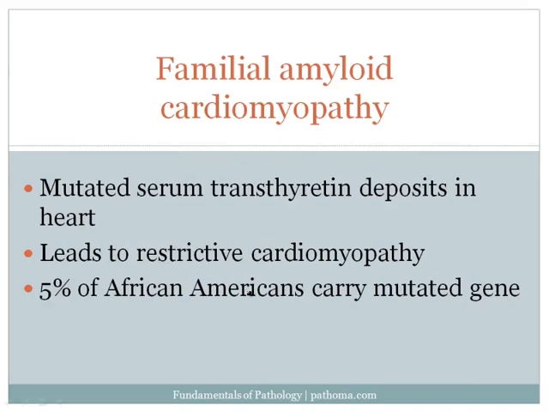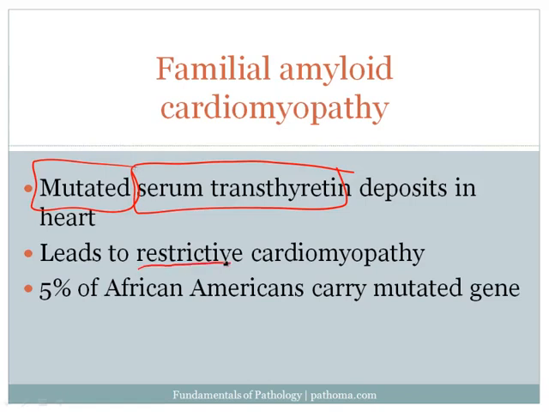Another localized amyloidosis, which is sort of in contrast to senile cardiac amyloidosis, is familial amyloid cardiomyopathy. Now, in this particular case, it's serum transthyretin that deposits. However, it is a mutated, not a normal, serum transthyretin that deposits in the heart. This also results in disease. Remember that in senile cardiac amyloidosis it was asymptomatic, but here this leads to a restrictive cardiomyopathy. Again, restrictive cardiomyopathy implies that the wall of the heart gets full of amyloid.